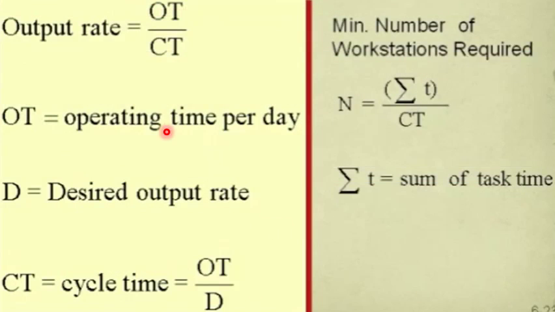These are the formulas to calculate the cycle time, the output rate, and so on. For example, output rate can be calculated as operating time per day divided by cycle time, and cycle time can also be calculated as operating time per day divided by desired output rate. And the minimum number of workstations required for the particular tasks can be calculated as the summation of task times divided by cycle time.